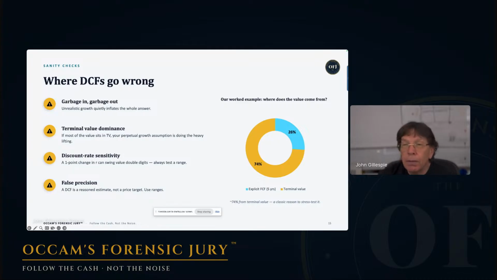So a DCF is a reasoned estimate. It's not a price target. Use ranges. Basically, anyone who's telling you this is my expected price, like in Yahoo Finance, where you can see the target price of X dollars over the next year, well, I'm sure that isn't from just one estimate. It's probably the average of all the analysts that they've surveyed.